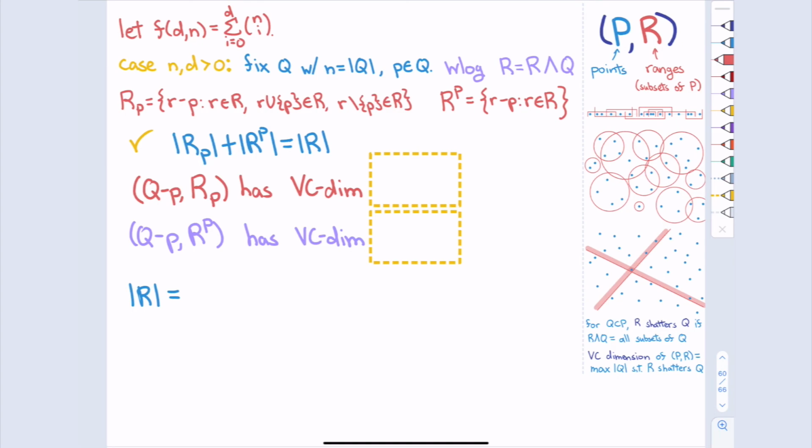Let me explain the point. If I look at the first system and imagine removing P, those are all the ranges where adding P or not adding P gives you a range in the original set. So you're going to have VC dimension d minus 1, because if you have a set of d minus 1 points that R sub P can shatter, and I add P back in, it can easily shatter P as well, because for every range that doesn't have P there's also a range that has P. So if I have d minus 1 down below, then I get d when I put P back in. And the other one has n minus 1 points and VC dimension d.